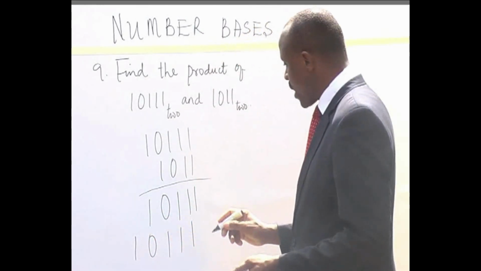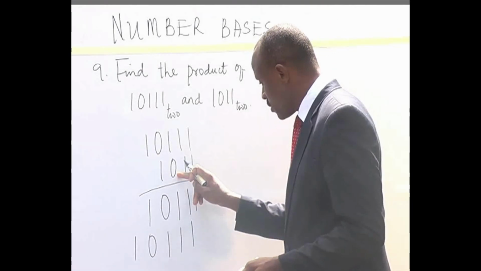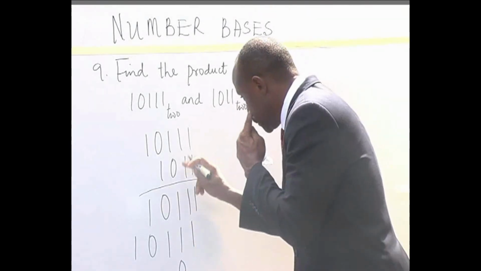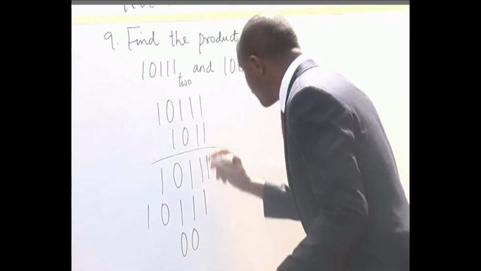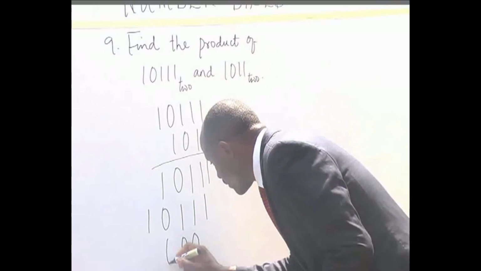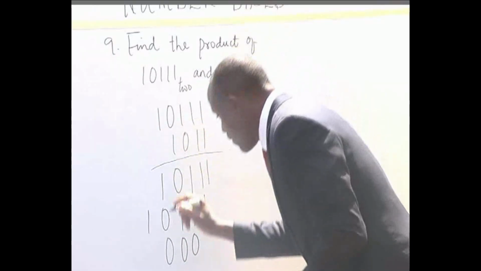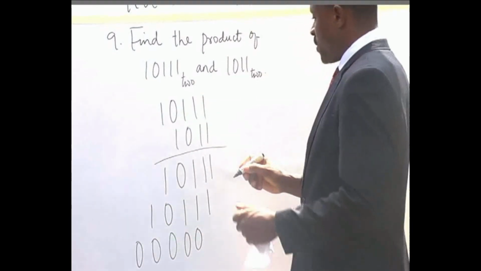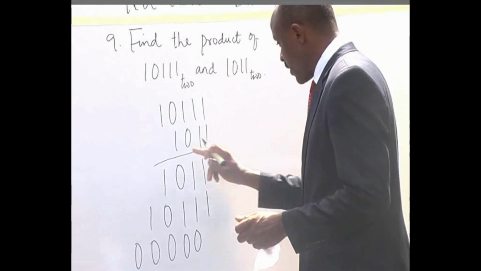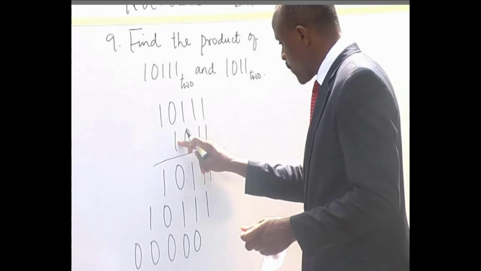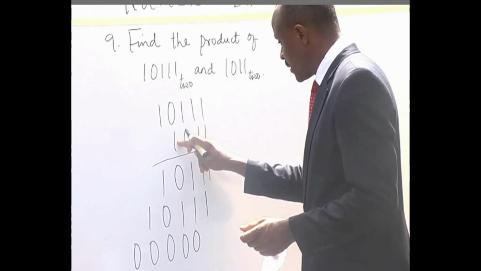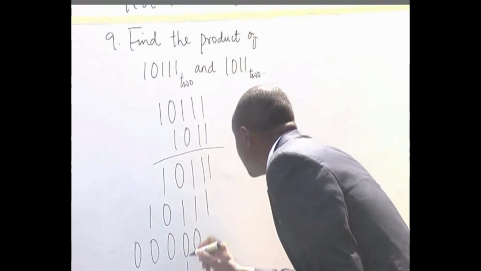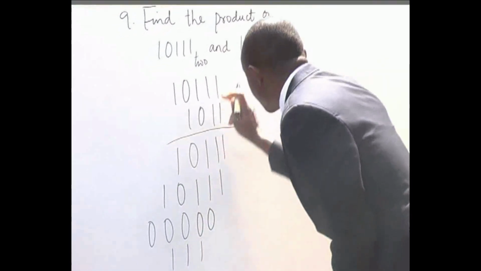I hope you understand where we are now on 0. Times 1 is 0. Times 1 is 0. Times 1 is 0. Times 0 is 0. Times 1 is 0. Anything you are multiplying with 0, we will always be getting 0. Then we are at 1 again. 1 times 1. If you under this, have 1, 1, 1. That is times 1, 1, 1.